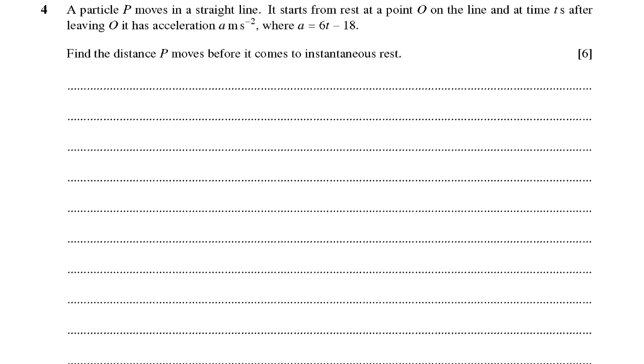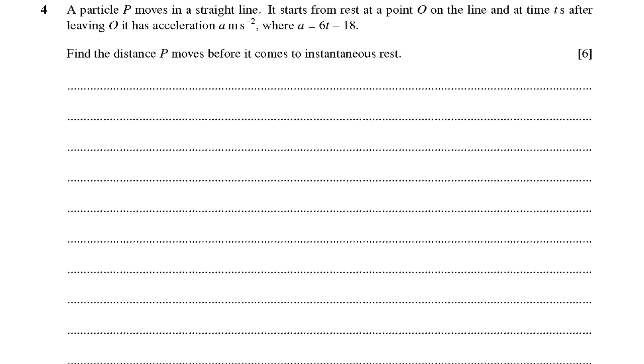A particle P moves in a straight line. It starts from rest at point O on the line, and after time t leaving O, it has an acceleration, and there's an equation based on time, a equals 6t minus 18. All right, because acceleration is not constant, we're going to use integration and differentiation. We have functions of time. We integrate acceleration, you get velocity. You integrate velocity, you get displacement. And so we need to find the distance that P moves before it comes to rest.